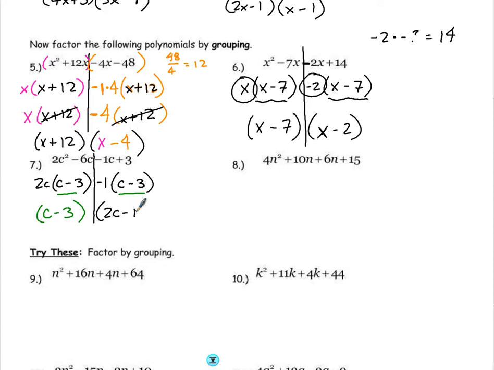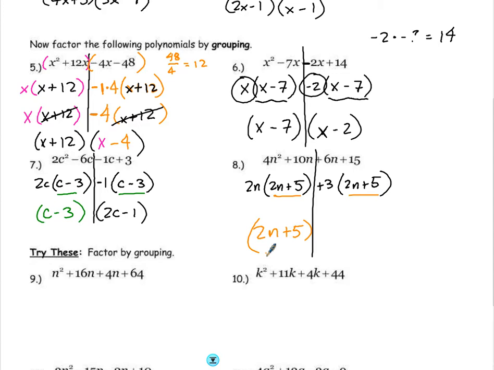Here, when I draw my line, I end up with a 2n that I can take out, and that gives me a 2n plus 5. Here I have a 6 and 15, so I'm going to take out a positive 3. That gives me a 2n plus 5 as well. That's a good sign, because the parentheses are the same. This guy's this guy, so they're going to come out as my common factor of the two common groups. And what's left over is my 2n plus 3. So I'm going to have a 2n plus 3 here.